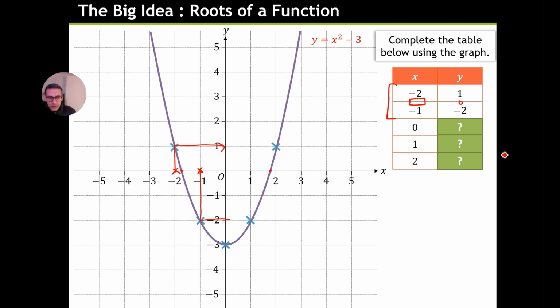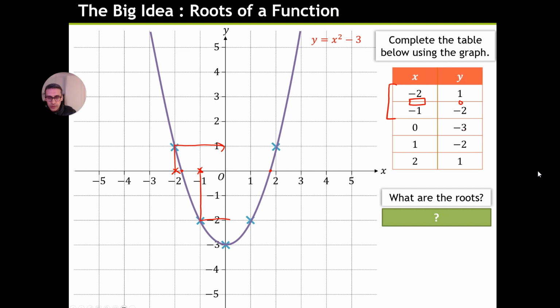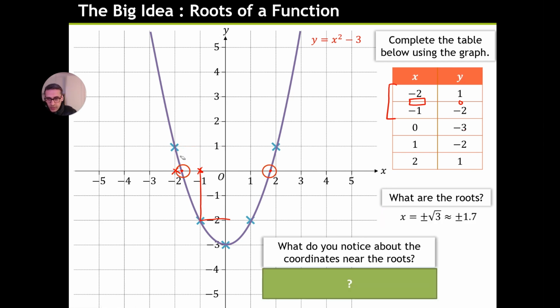Now for 0, you can see the output ends up being -3. And then for 1, the output ends up being -2, and then for 2, the output is 1. So the roots of the equation here are roughly, you wouldn't perhaps get the exact answer without rearranging the actual equation, but roughly it's going to be plus or minus √3 or 1.7-ish.